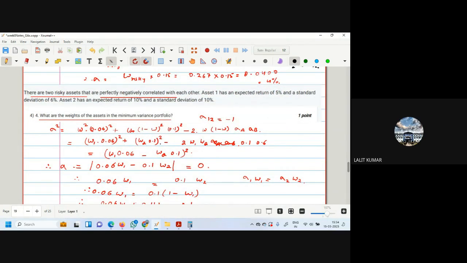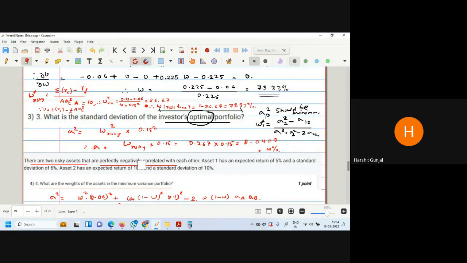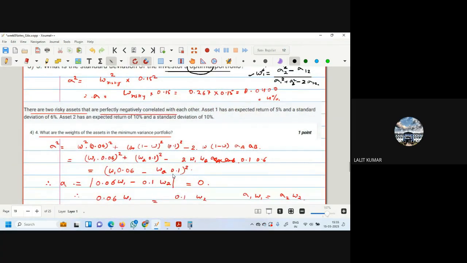Then there are two risky assets. Now we have come to the two risky asset part that are perfectly negatively correlated with each other. It means the correlation of 1,2 is minus 1. Excuse me, sir, can you show me the formula from the previous question? This one? Yes. Okay. So we had derived this formula earlier. Okay, now we come to the next one.